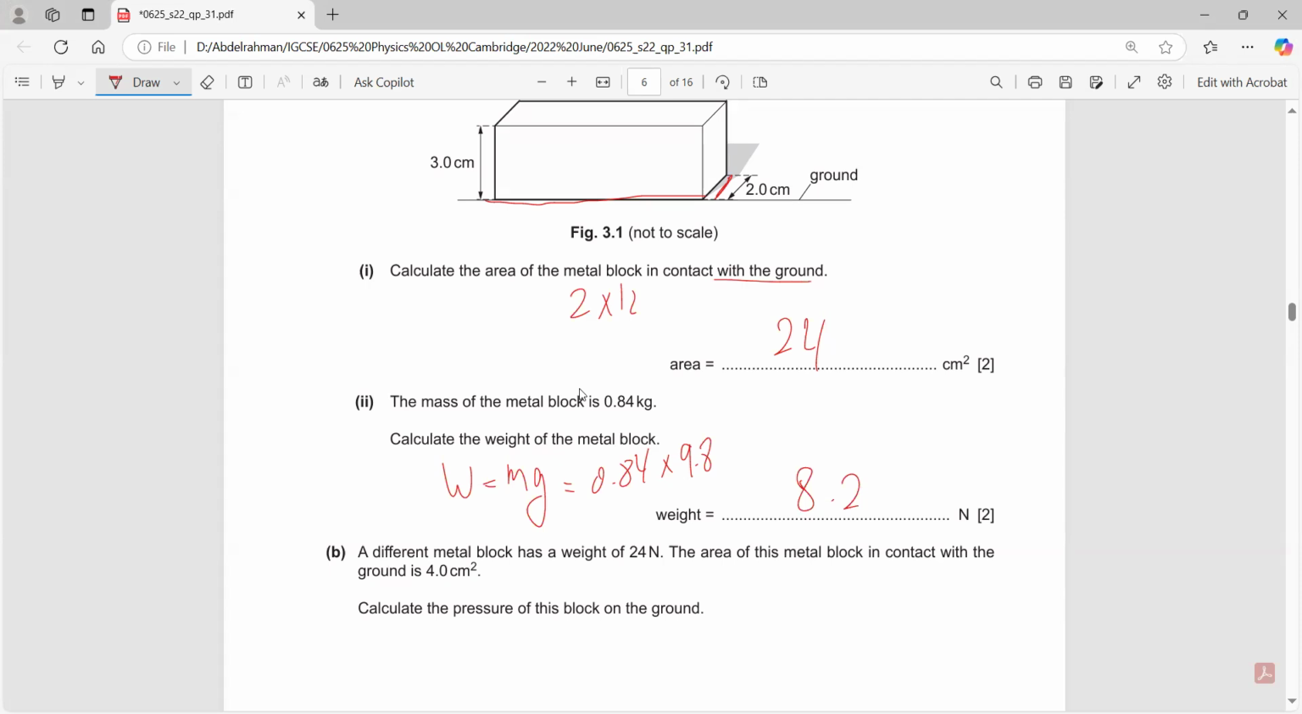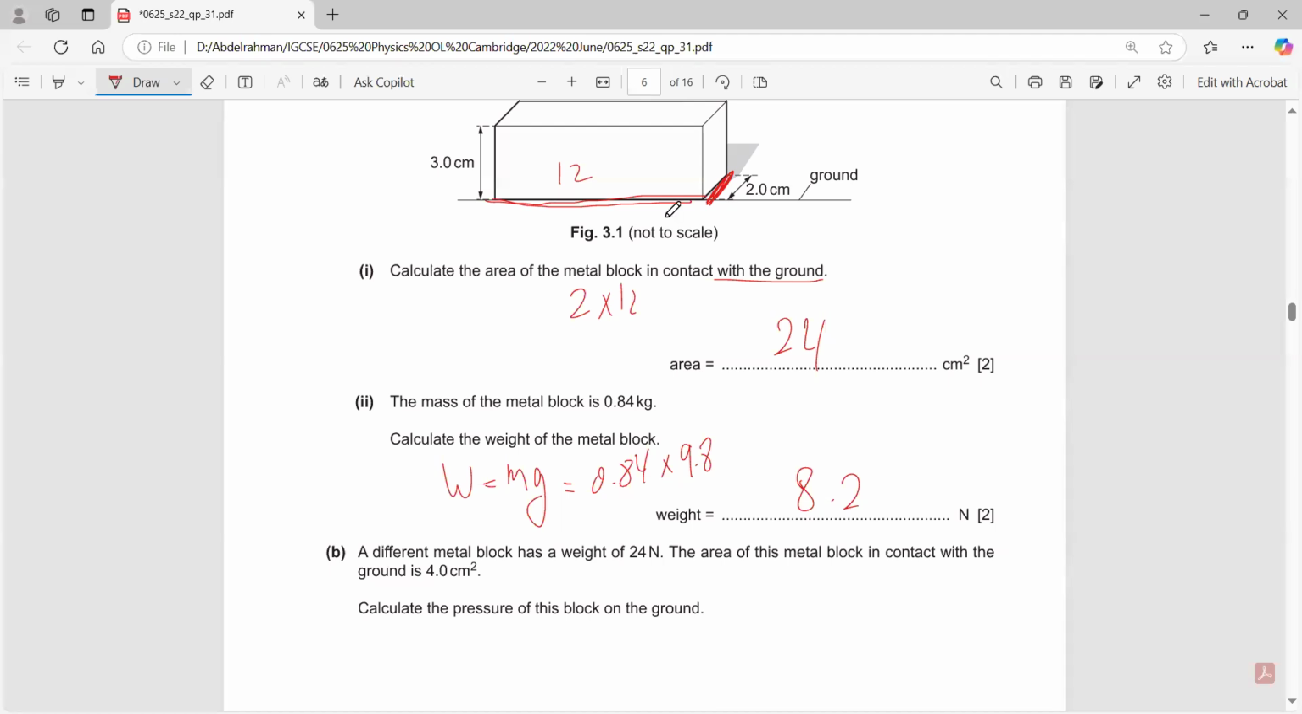For the area, you need the area in contact with the ground. I'm not asking about the surface area of the block or whatever. I'm asking about the area in contact with the ground. The ground is 2 and this side is 12. So 2 times 12 is 24 centimeters squared.